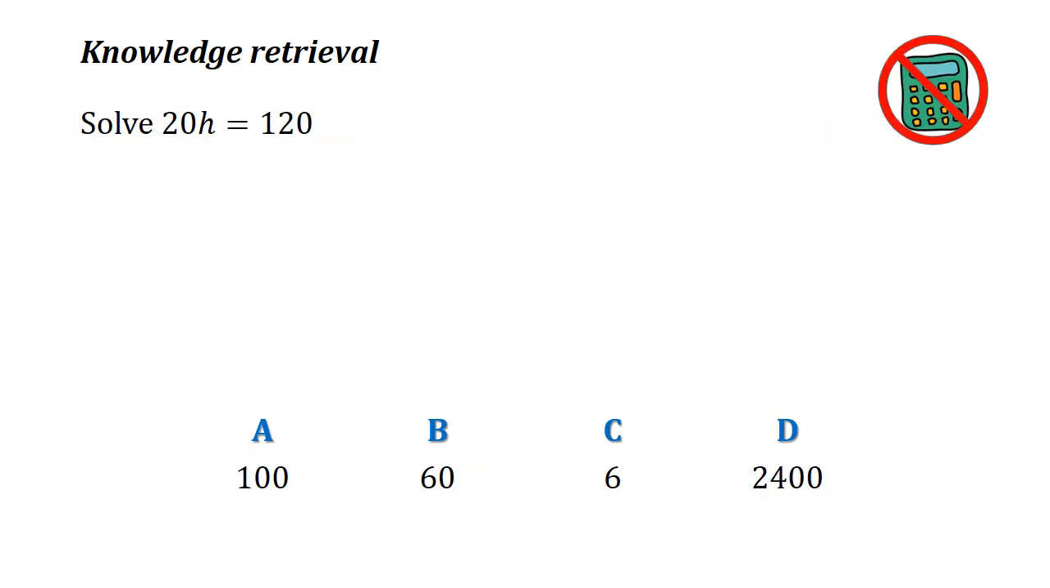Simple equation to solve. In order to solve this equation, in order to work out what h is, we need to get rid of the multiply by 20. We do that by dividing both sides of the equation by 20. Therefore, h is equal to 6. C was correct.